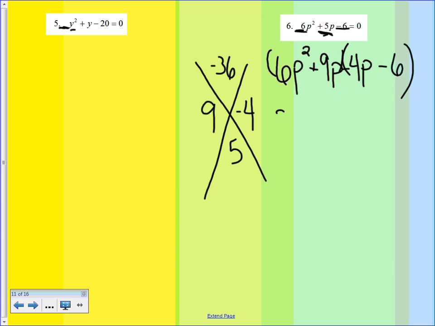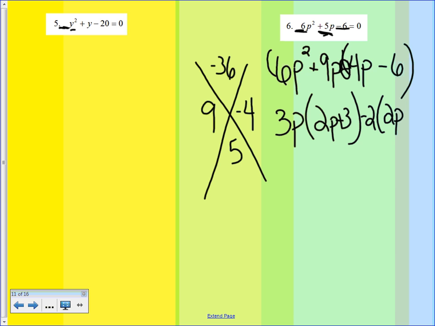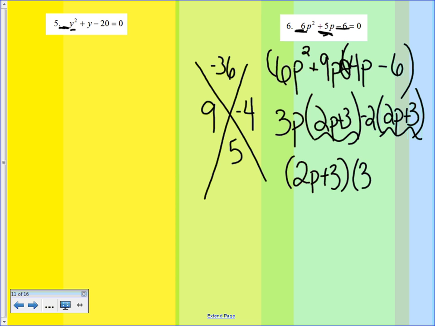Between 6 and 9, I can pull out a 3, and I can also factor out a p. And then I'm left with 2p plus 3. Out of that second group, I'm going to take a negative GCF, and then I'm going to take out a 2, and then I'm left with 2p plus 3. Remember, I took out a negative GCF, so that changes the signs. If you check, my leftovers here match, so I have 2p plus 3 times 3p minus 2. So this right here is factored form.